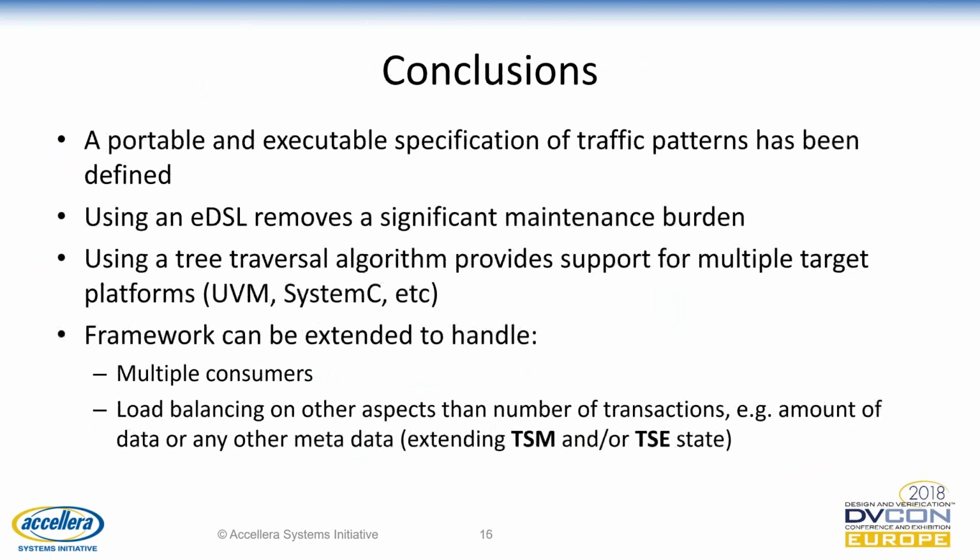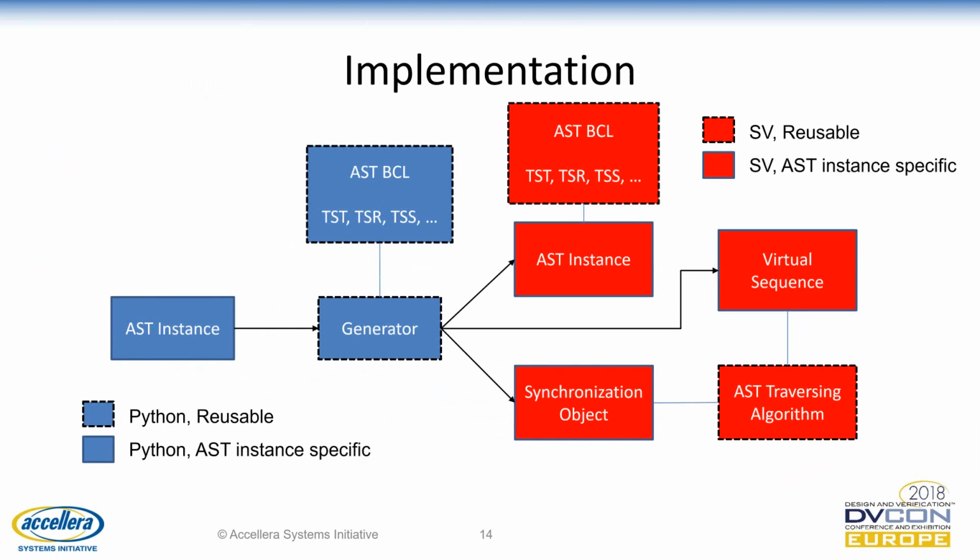If we go into conclusions, then we have actually managed to define a portable and executable specification of traffic patterns. The reason why I'm saying portable is, if you go back here, you can see the red part is, of course, SystemVerilog. But this could be replaced with SystemC instead if we wanted to. So in general, we have abstracted ourselves away from the bus. We could also generate SystemC if we wanted to move into a TLM test bench instead of a UVM test bench where we wanted to hit the same pattern.